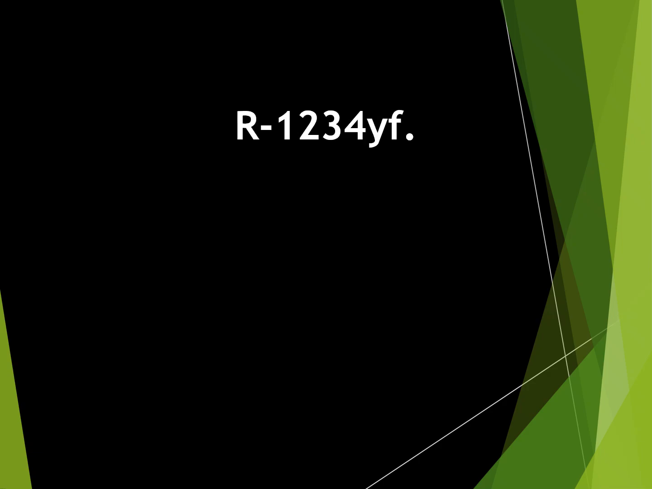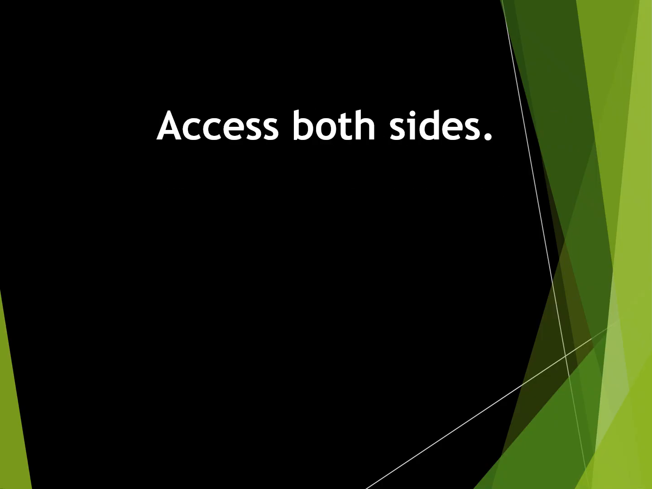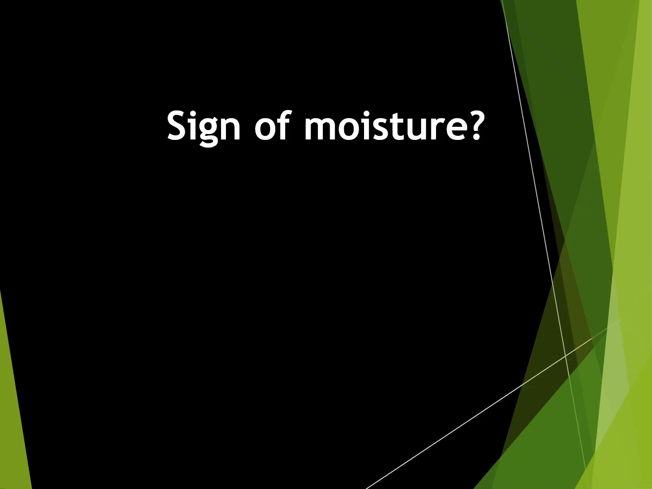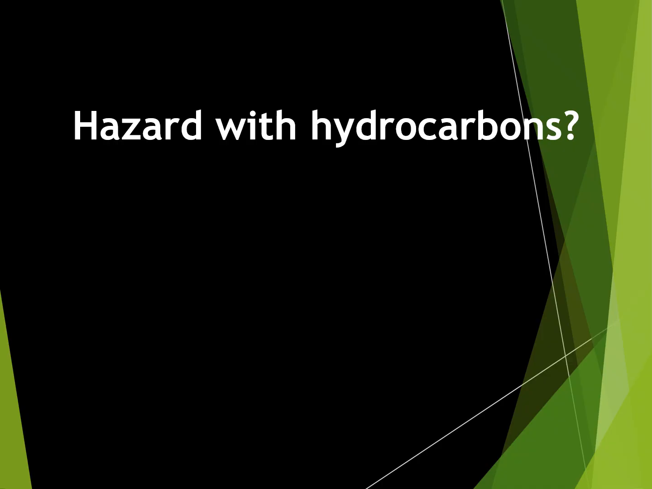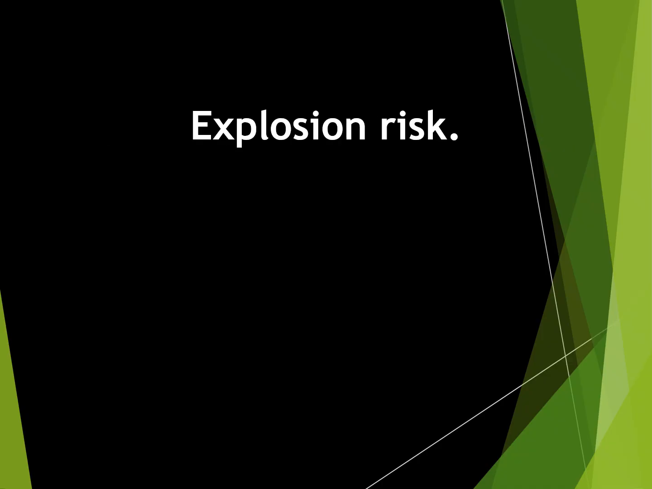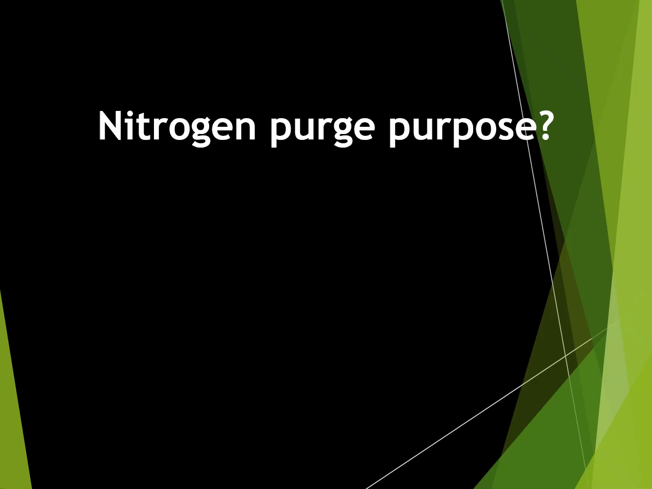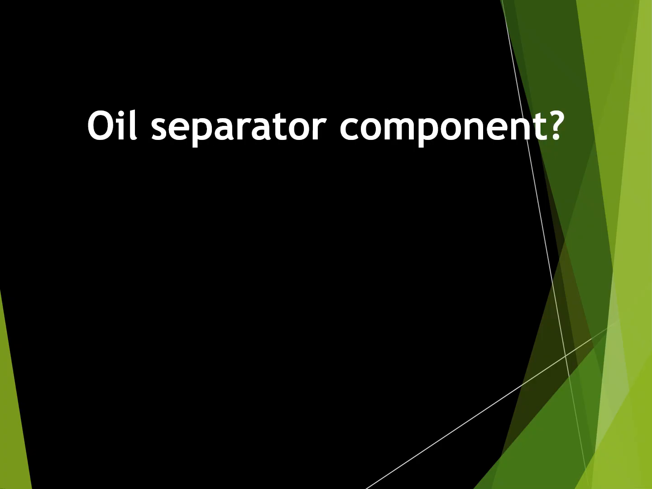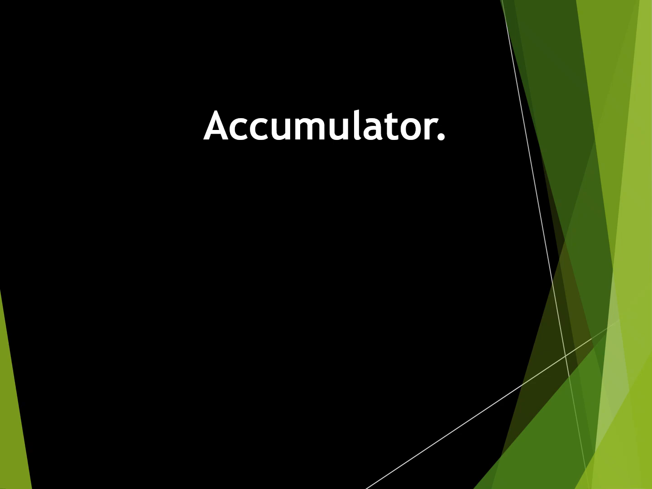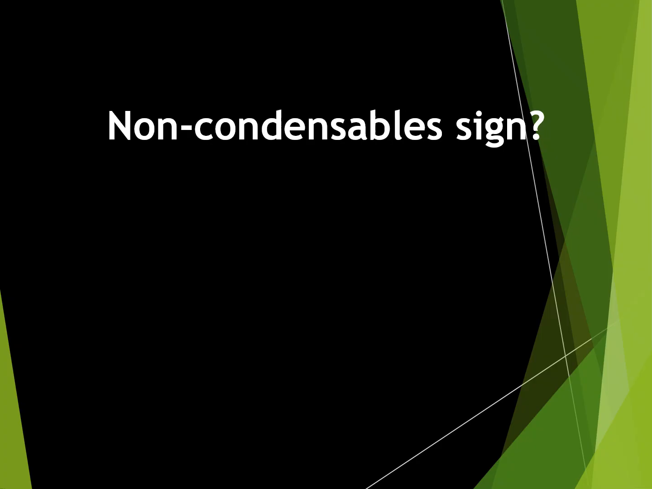HFO refrigerant. R1234YF. Requirement for non-working compressor recovery: access both sides. Sign of moisture: frost at cap tube inlet. Hazard with hydrocarbons: explosion risk. Spark-proof refrigerant. R600A. Nitrogen purge purpose: prevent oxidation. Oil separator component: accumulator. Storage requirement: DOT approved cylinders.